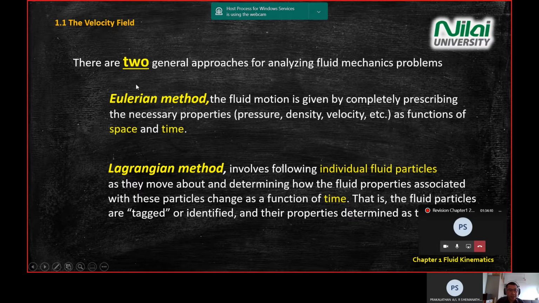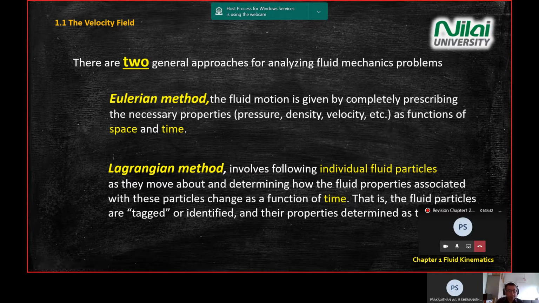So Eulerian, the first method, is focused on space and time. We covered what we mean by space, with x, y, and z. Time is t. So the Eulerian method will look into the function of space and time, and Lagrangian only looks at function of time. We'll look into a more detailed explanation of these two.